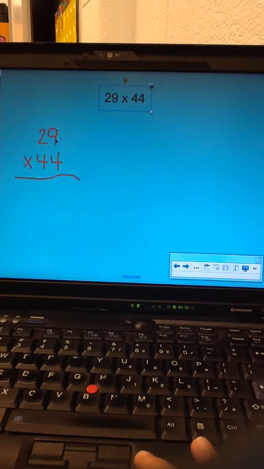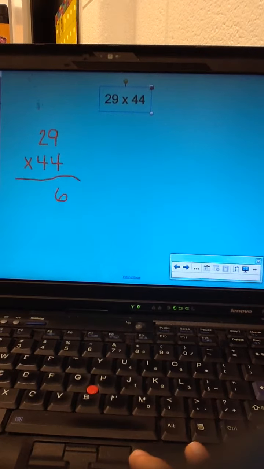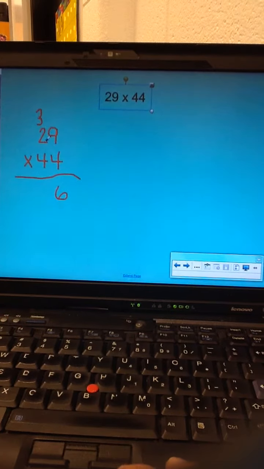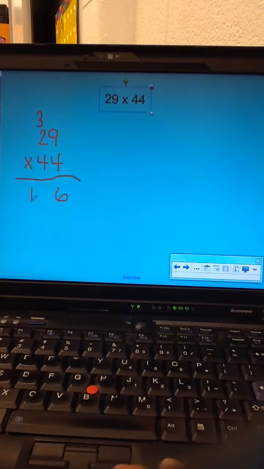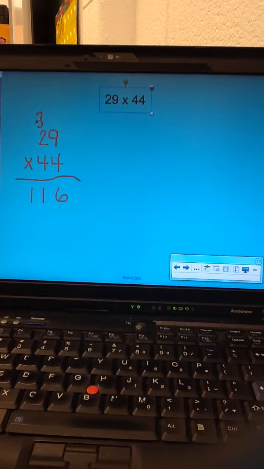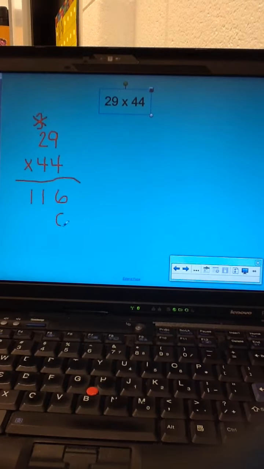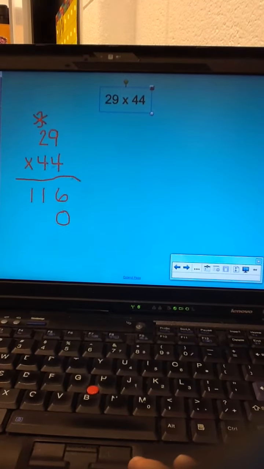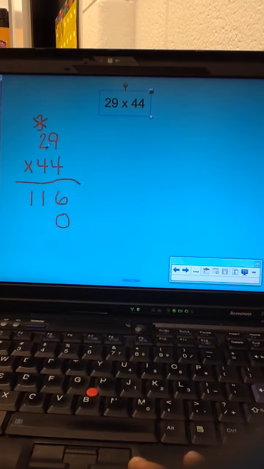Hopefully you decided that 9 times 4 is 36. So you write the 6. Carry your 3. 4 times 2 is 8, plus 3 is 11. Next step, very important. We have to bring down a 0. Why? Because we are no longer multiplying the ones place, we now move to the tens place. After you've brought your 0 down, multiply 4 times 9 and 4 times 2.